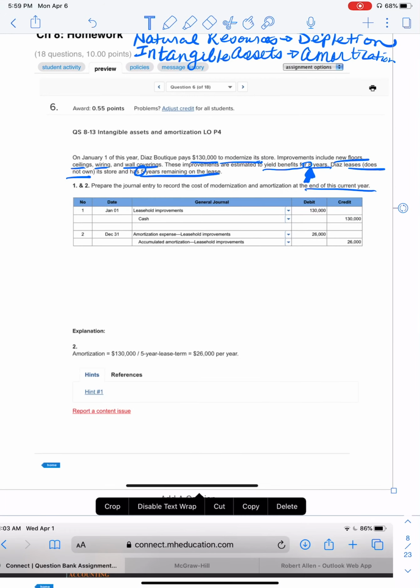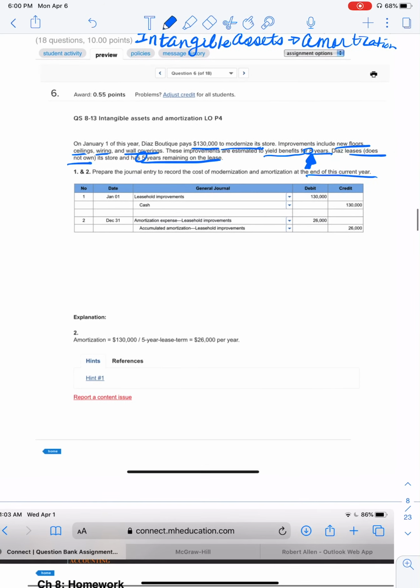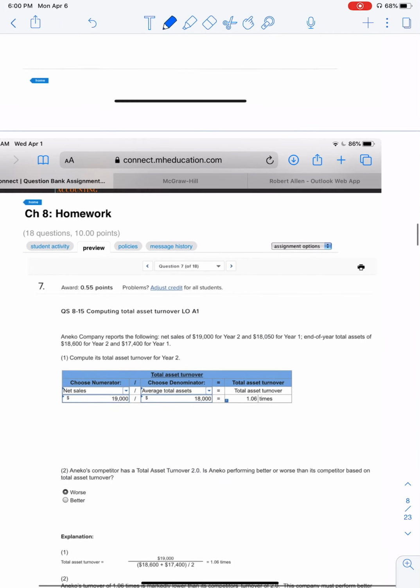And the second entry, we're going to debit amortization expense, leasehold improvements, and we're going to credit accumulated amortization. Very similar to what we've been seeing, where we take a debit to depreciation expense and a credit to accumulated depreciation, or for natural resources, where we take a debit to depletion expense and a credit to accumulated depletion. The same thing is true here with amortization. So we debit amortization expense and we credit accumulated amortization. Just make sure you know when to use which term, because they are a little bit different.